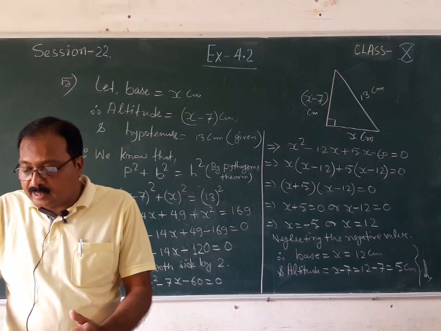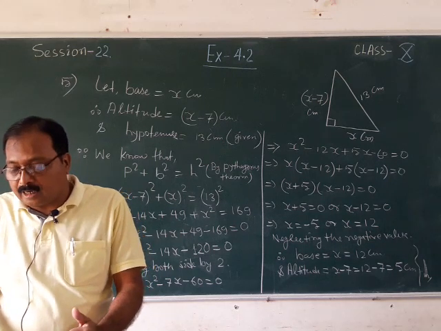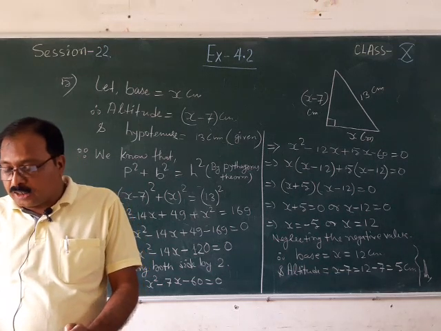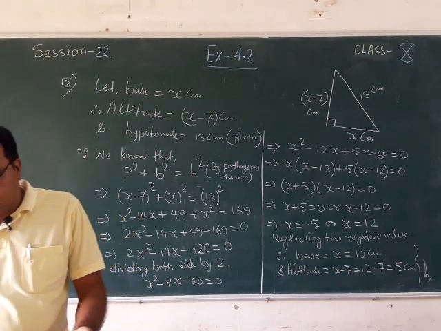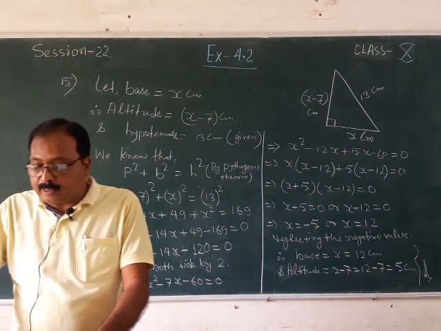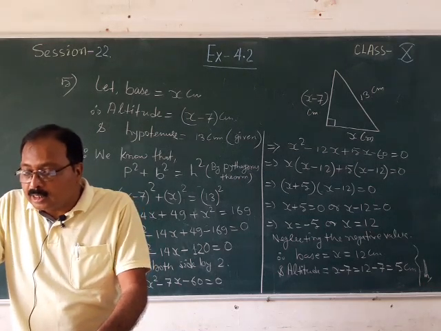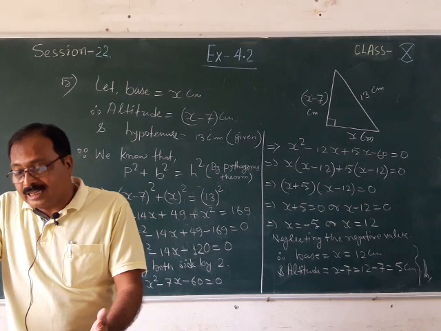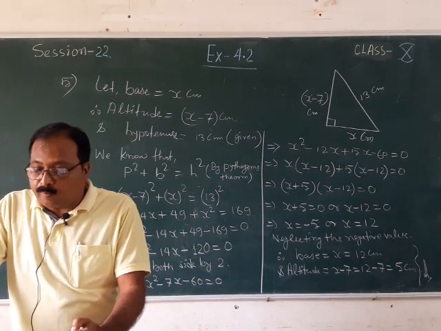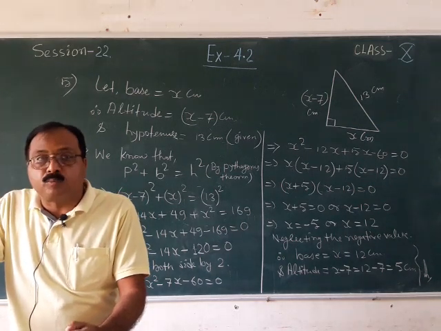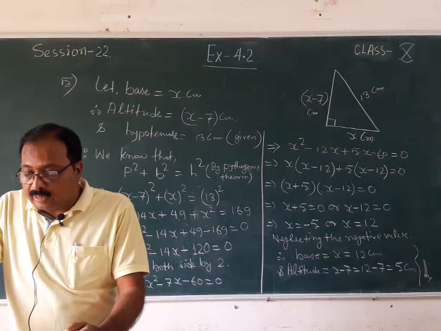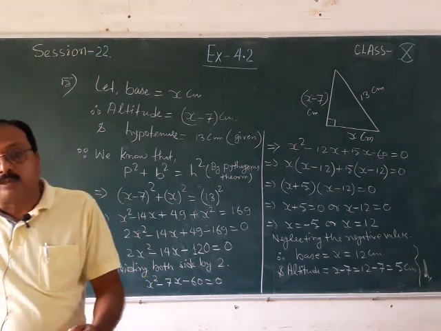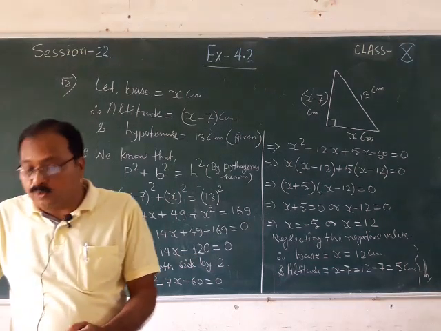A cottage industry produces a certain number of pottery articles in a day. It was observed on a particular day that the cost of production of each article was 3 more than twice the number of articles produced on that day. If the total cost of production on that day was rupees 90, find the number of articles produced and the cost of each article. So, here what is the story?